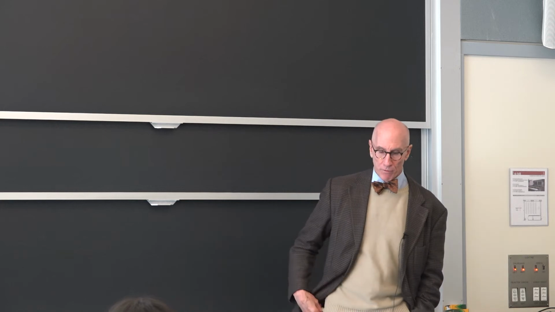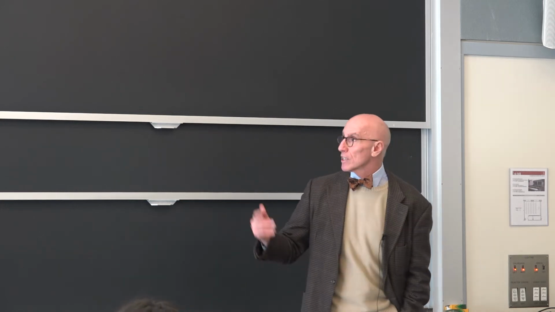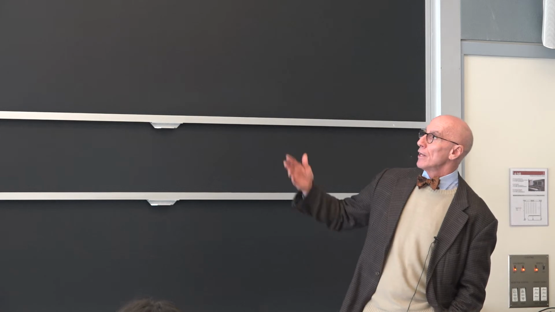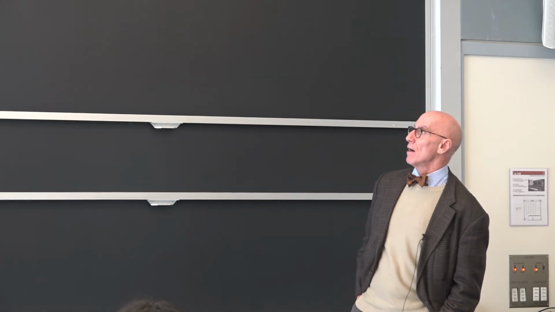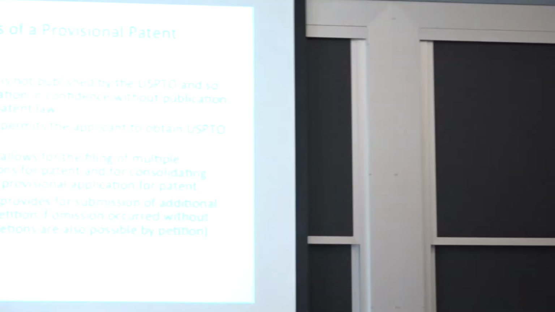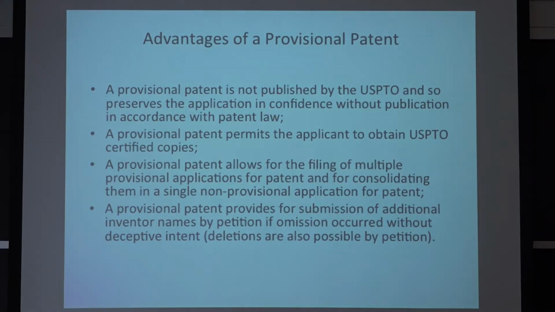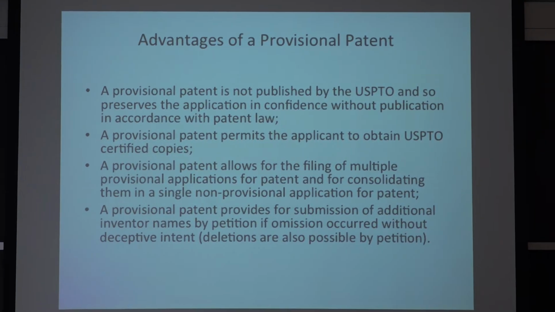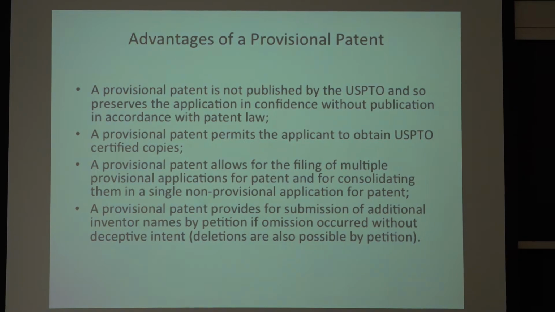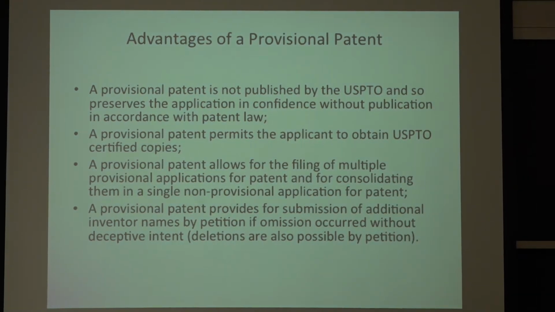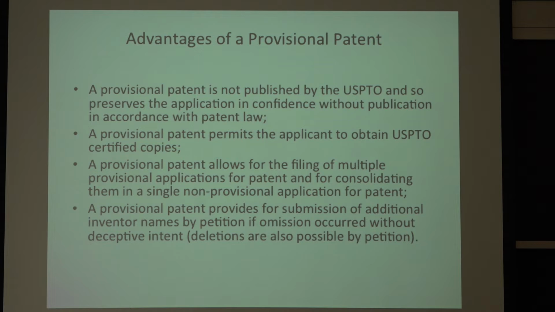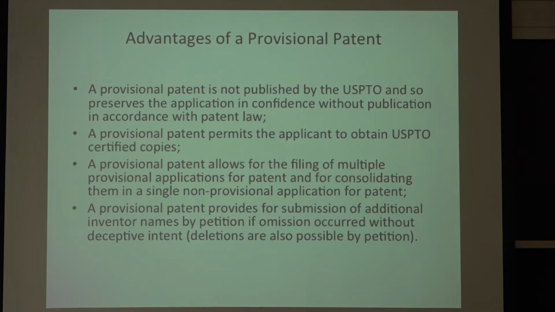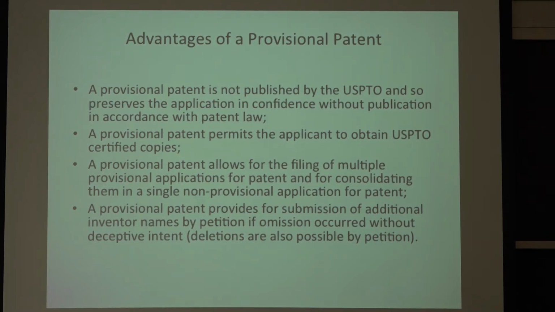More advantages of a provisional. Provisional is not published, as I said, by the USPTO, and so it preserves the application in confidence without publication in accordance with patent law. A provisional patent application permits the applicant to obtain USPTO certified copies. So if you ever need to, for instance, prove it to your bank, or if your uncle, before he loans you the money, wants to see if you've filed for this, these things can be important.